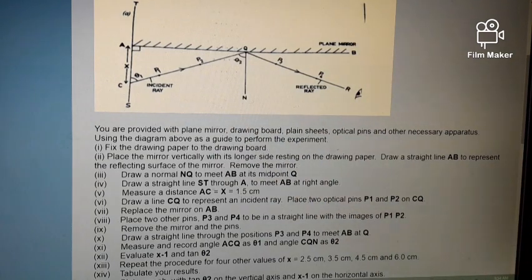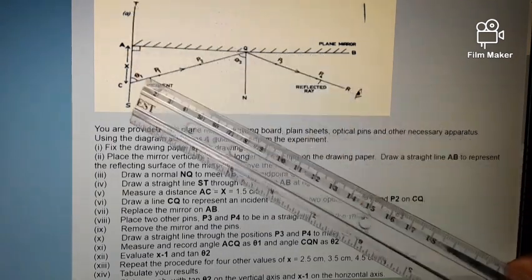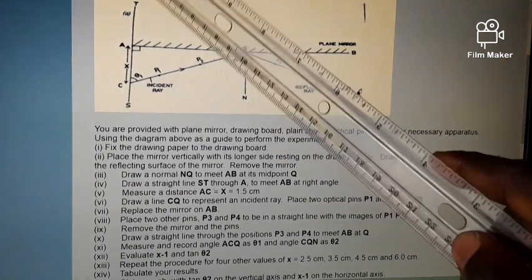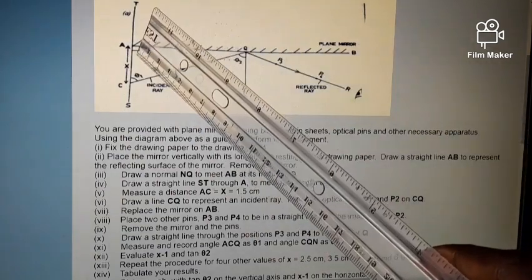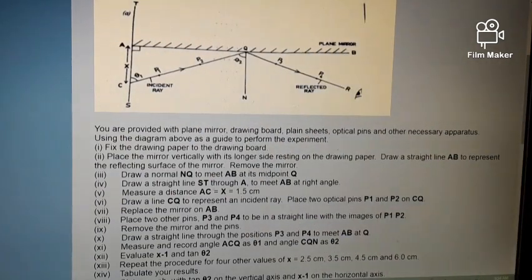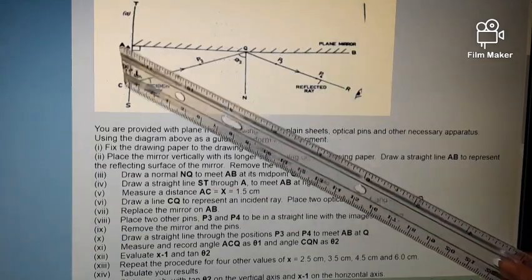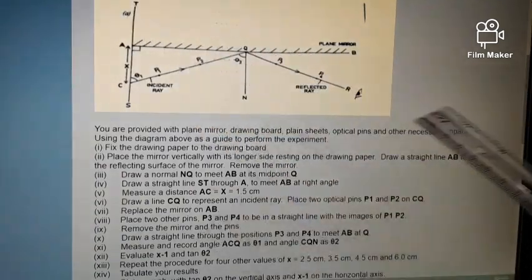Then 4, draw a straight line ST through A. So this is the line ST through this point here, A, to meet AB at right angle. So this means that this line is at right angles to this. You can clearly see it from here. Measure a distance AC equals X, which is equal to 1.5 cm. So I'm going to measure a distance from this point to this, 1.5 cm. I think that's the starting point.